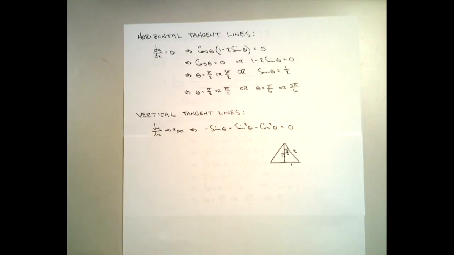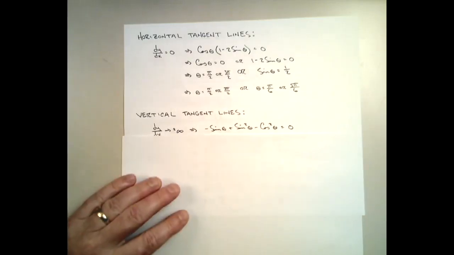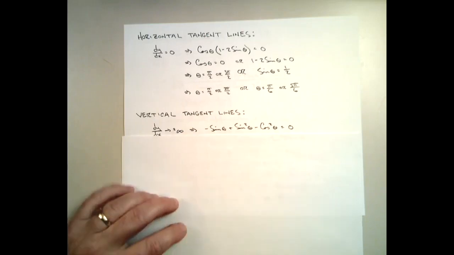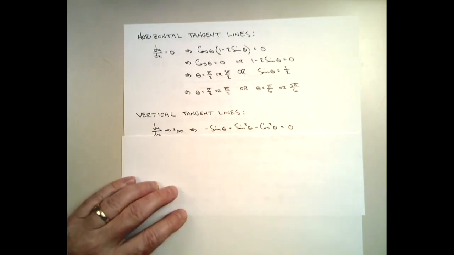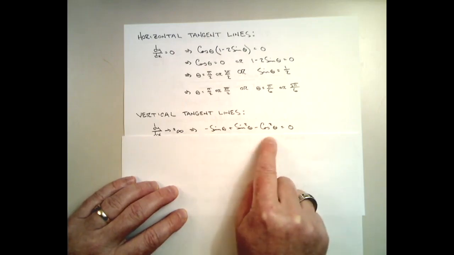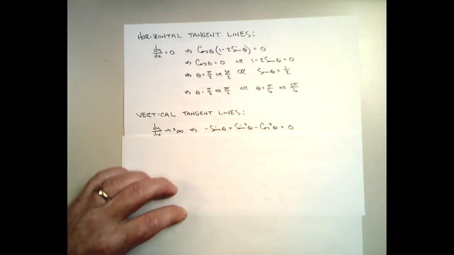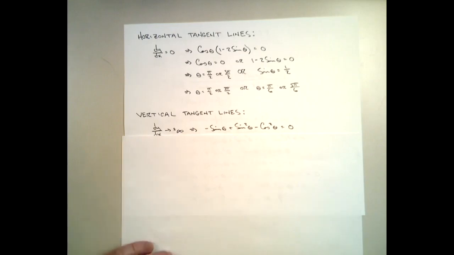For vertical tangents, let's see. So this was what my denominator looked like, and so I'm going to need to set it to 0. I'll tell you right now, it's difficult to play with trigonometric equations when we have multiple trigonometric functions involved. It's going to be a whole lot easier if we can write this entirely in terms of sine of theta. And that's pretty easy, right? Because for cosine squared theta, we have an easy trig identity that expresses that in terms of sine.